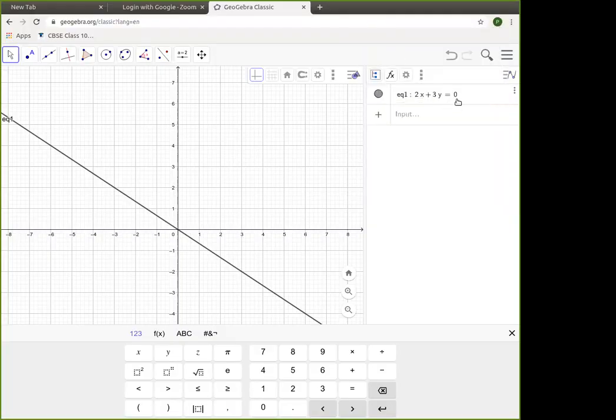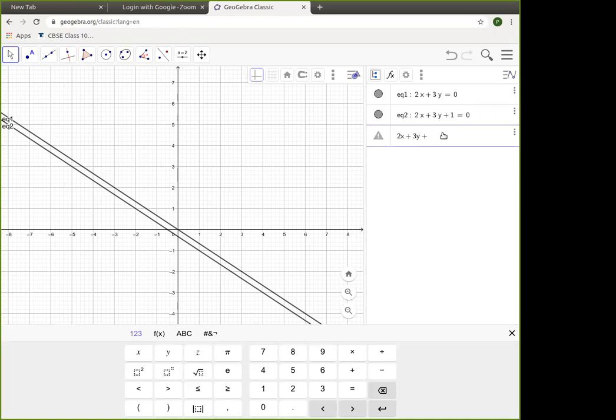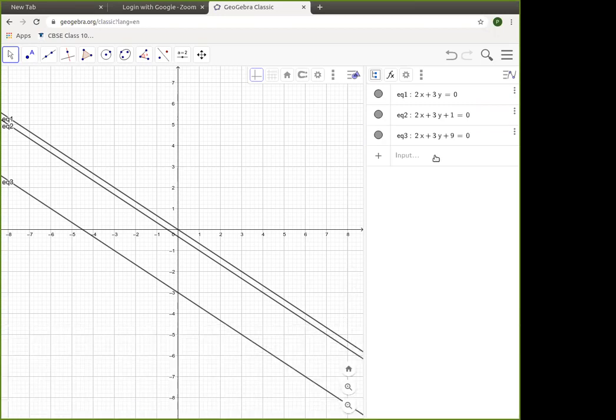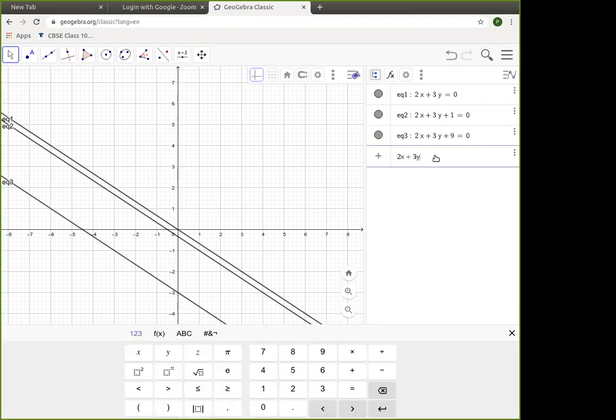Let's start with the equation where c is equal to 0. So it's going to be a line which is passing through the origin. So let's try to change the c. Let's put 1 equals 0. Okay, let's just change the constant. Let's just increase it a little more. Plus 9 is equal to 0. And let's give some negative also. Minus 11 equals 0. So what do we actually observe? We have lines which have the same slope, but they are just parallel to each other.